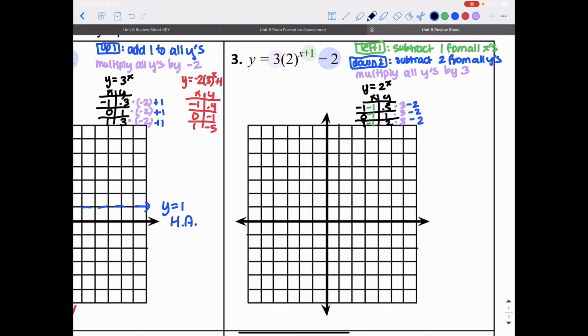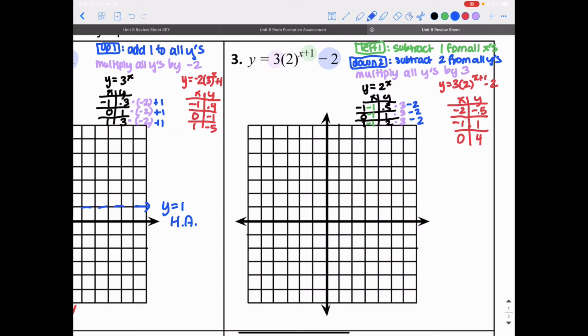So I'm going to multiply by 3 first, and then subtract 2. And when I do all of this, I'm going to end up with the table for y is equal to 3 times 2 to the x plus 1 power minus 2. My first point is going to be -2 and -0.5. Then my second point is going to be -1 and 1. And my third point is going to be 0 and 4.